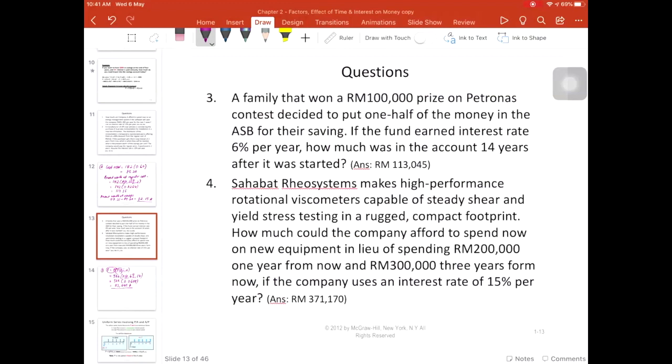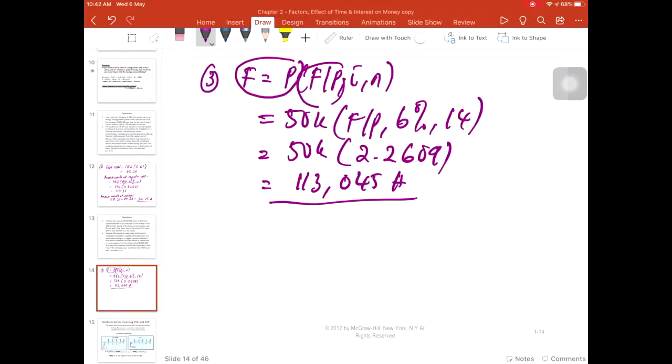Dapat. Semua dapat? Okay. Make sure which one is the inflow, which one is the outflow. Jangan salah. Should be in year 1 an outflow of 200,000 ringgit, and in year 3 also an outflow of 300,000 ringgit. Dapat sekarang ni?